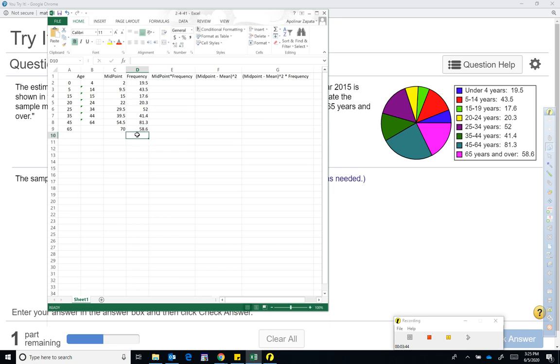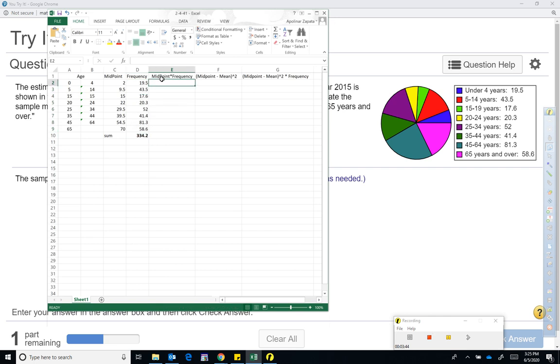I need to add the frequencies, so let me put the sum here, and the sum for all these is presented at the bottom. I see it is 334.2, but I prefer to insert the formula. So put the sum, open parentheses, highlight the values, and this is the answer. If you highlight it, you will get the same answer, 334.2.